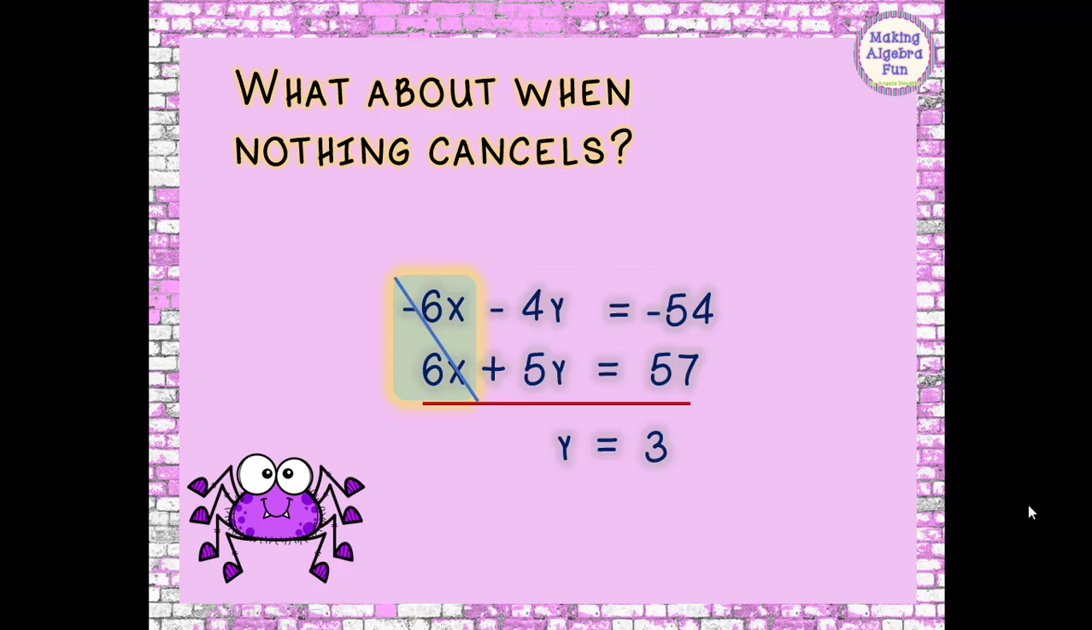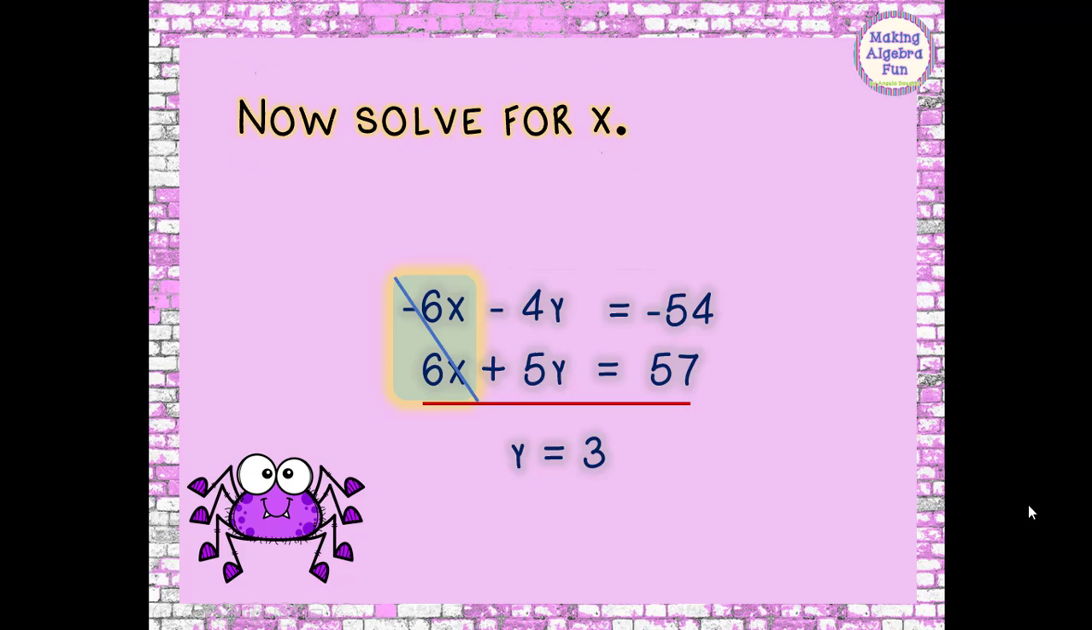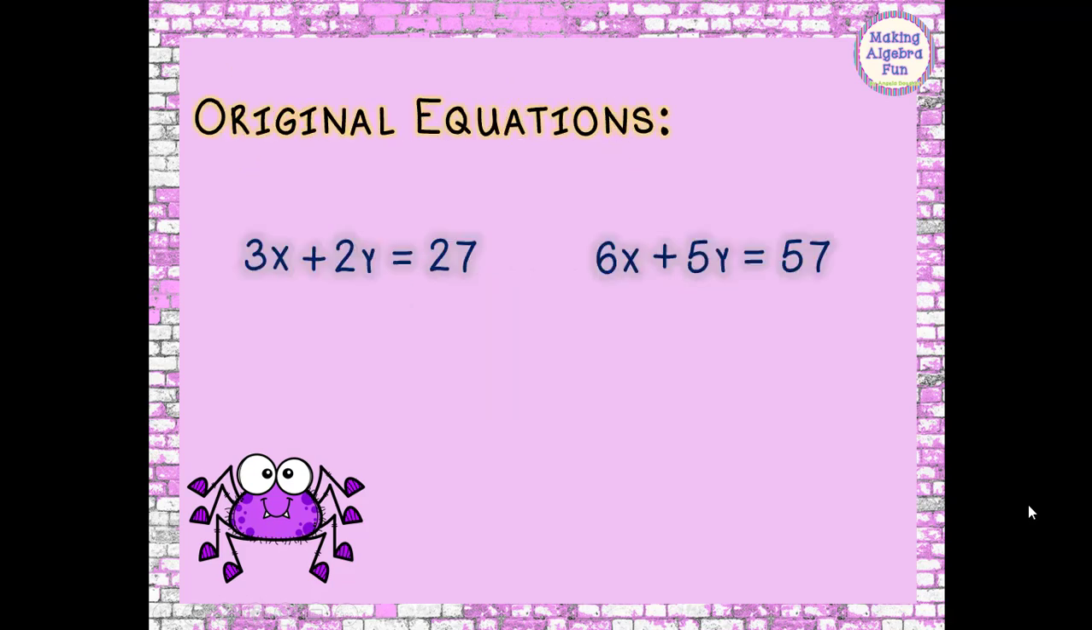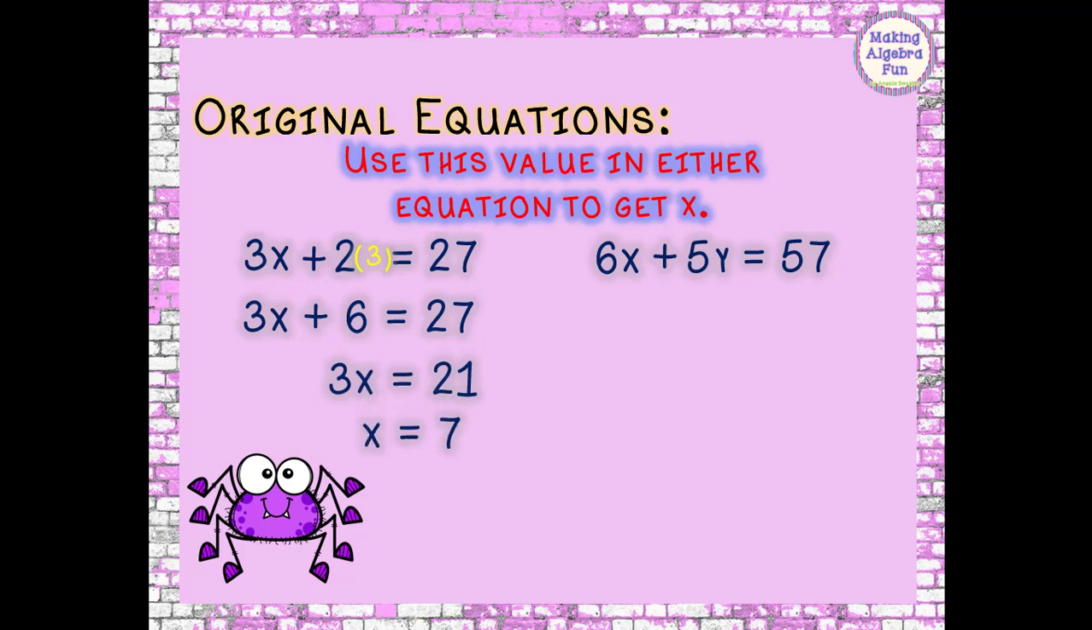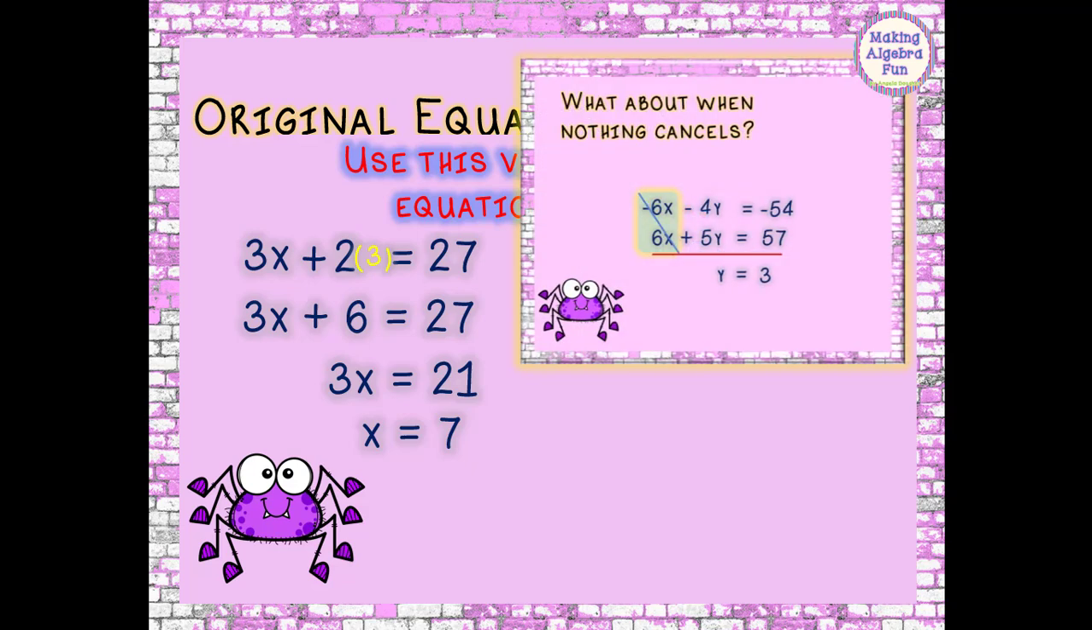So now that we have y, we can take that and substitute it for y in one of the original equations. We know y is 3. We're going to use this to get x. I'm going to take this first equation, but it doesn't matter which one you use. We'll make y equal to 3 and we'll solve it. This becomes a quick two-step equation, and now you have x. So we can see that x is 7, and again, y was 3. So when we write our solution, it's going to be 7, 3.